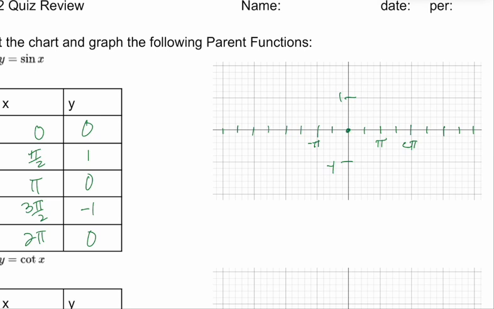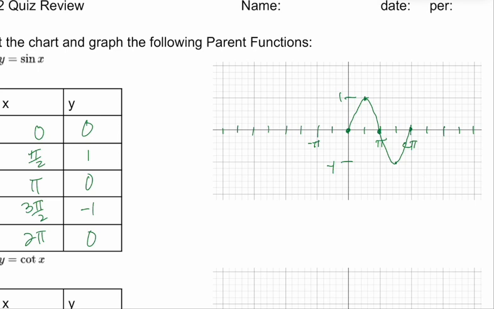At 0, we were at 0. At pi over 2, we are at 1. At pi, we're back at 0. That's our first bump. What's great about the first 3 points of a sine function is they should always give you a bump. The second 2 points will finish off the wave.